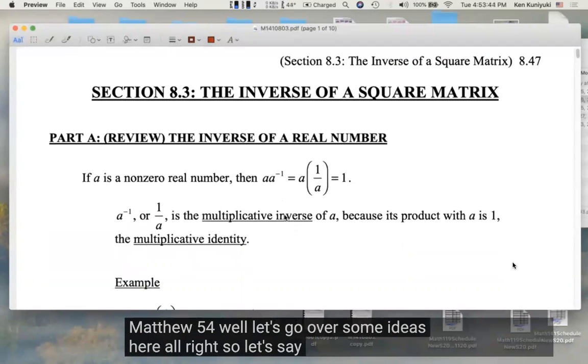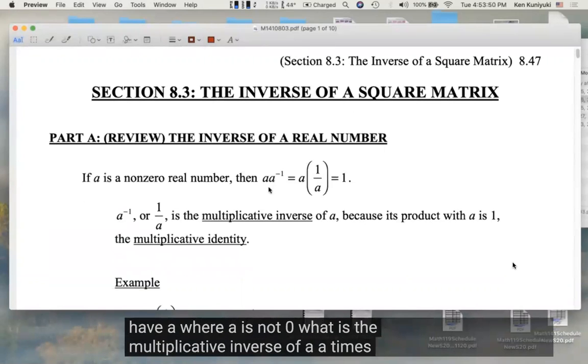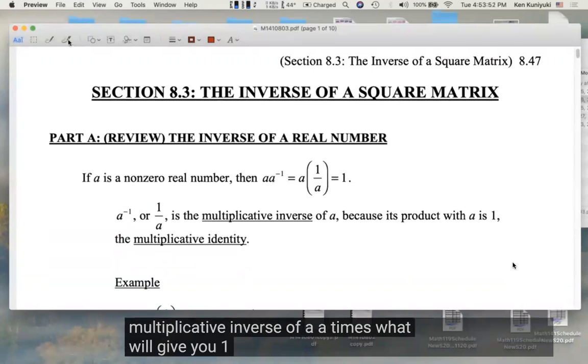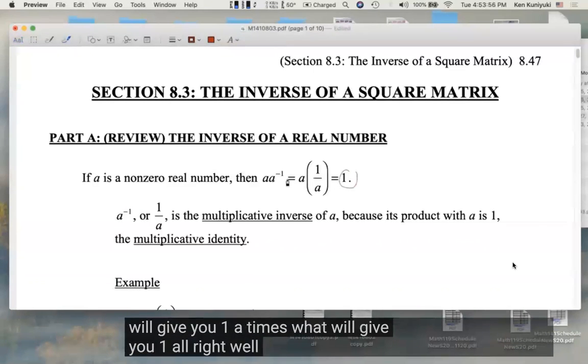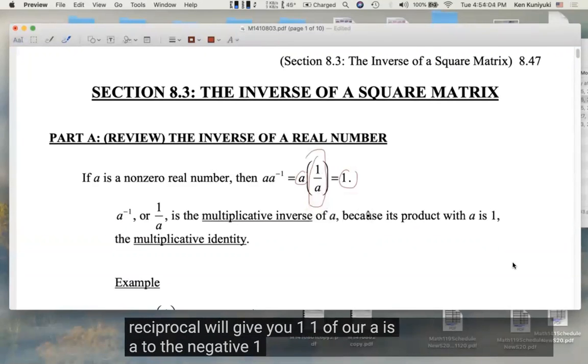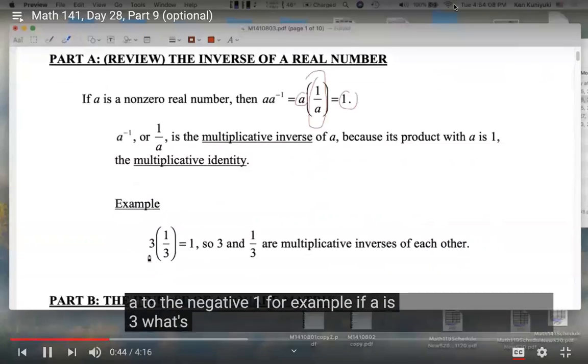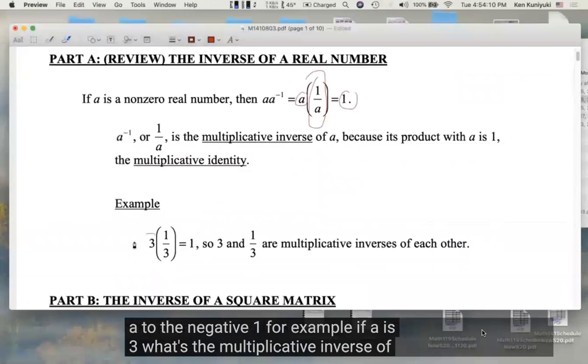All right, so let's say that you have A, where A is not 0. What is the multiplicative inverse of A? A times what will give you 1? Well, A times its reciprocal will give you 1. 1 over A is A to the negative 1. For example, if A is 3, what's the multiplicative inverse of 3?